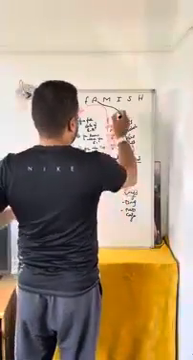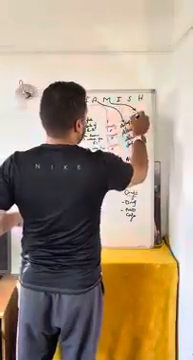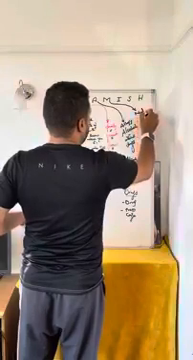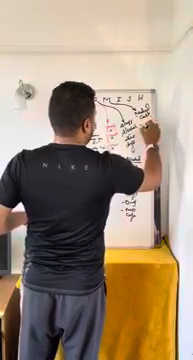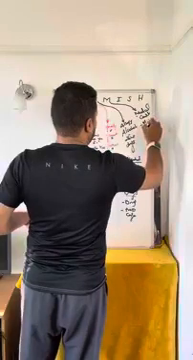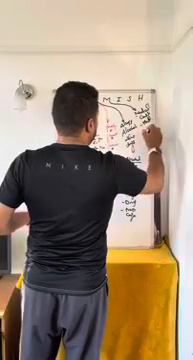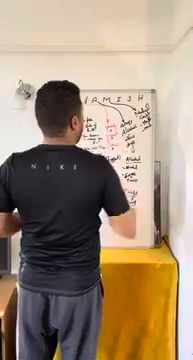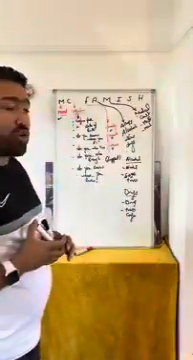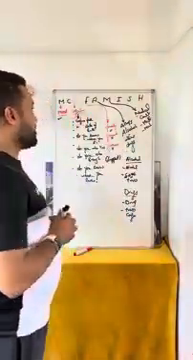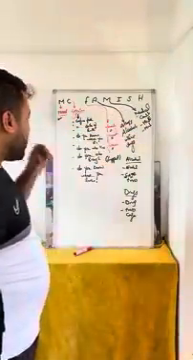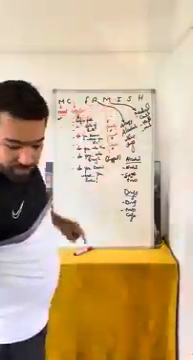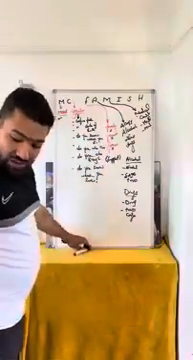M is for medical conditions and medications. So M is for medical condition, mental condition, and medications. That's what M stands for. Medical condition, mental condition, medication. What about I?